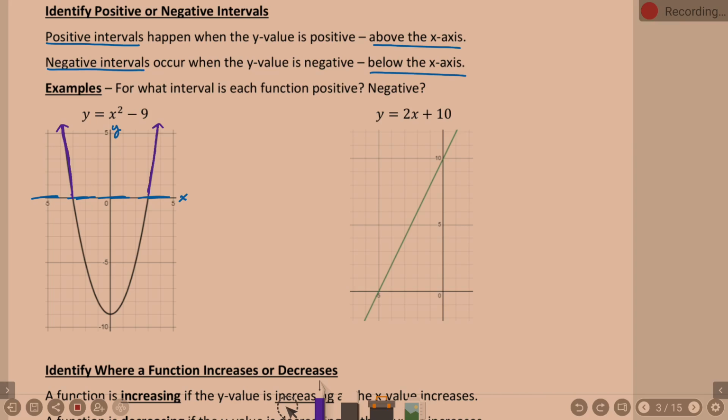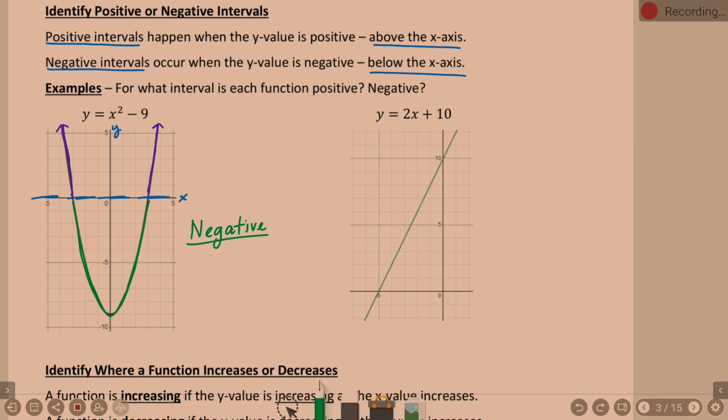Where are negative intervals going to be? My graph is going to be negative where? Below. So negative is going to be this entire U shape here. Identifying them is easy. It's how we give our answer. I think I'm going to start with negative first, and then I'll put positive up above in a moment. I kind of feel like negative will be easier.